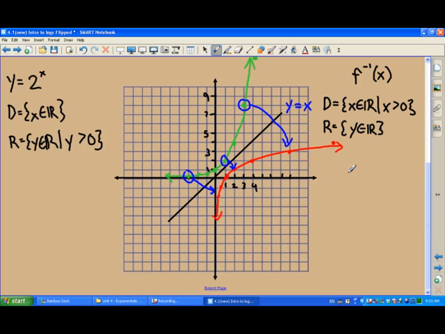So that's a little refresher on the exponential function and a little introduction to the inverse of the exponential function. In tomorrow's video, we'll be going a little bit further into the inverse of the exponential function. We'll define it a little bit more.